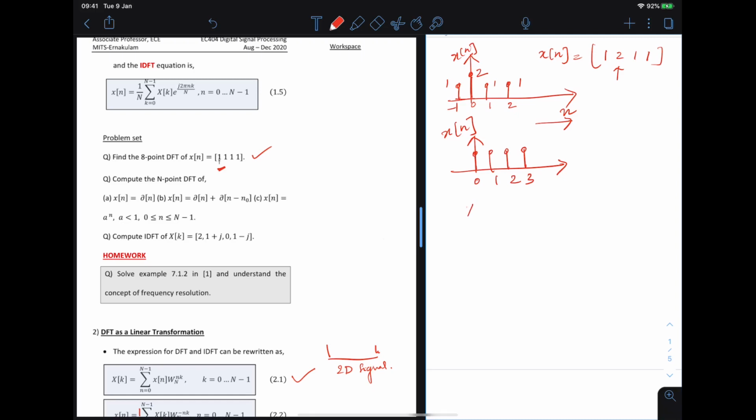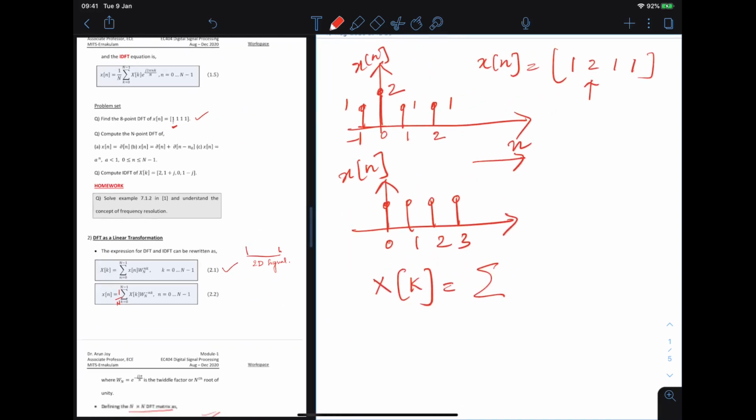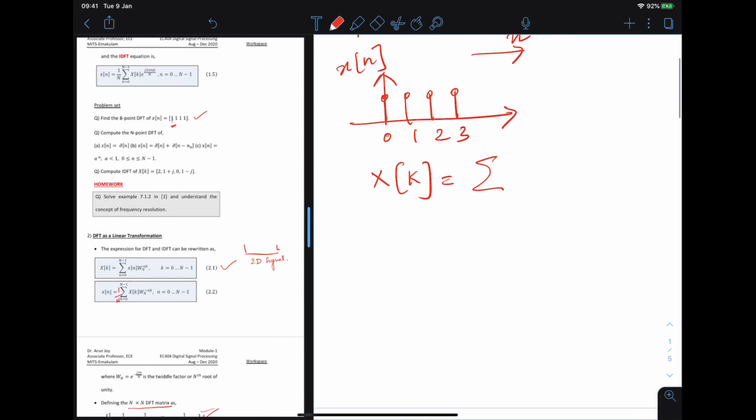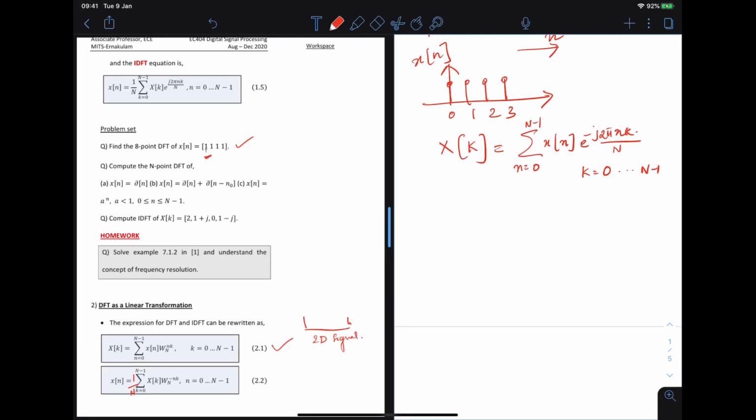So the first part of tackling this solution is you have to write the equation for DFT. So X of k is equal to summation n equal to 0 to N minus 1 x of n e raised to minus j 2 pi n k by N. k goes from 0 to N minus 1. And our signal has only 4 samples, there are only 4 ones, and nothing else.